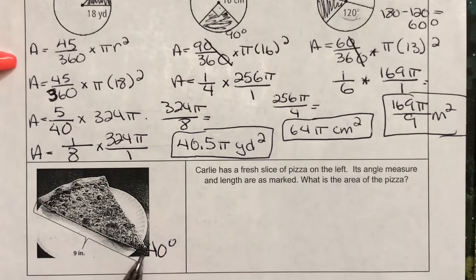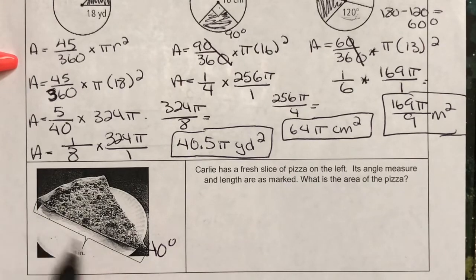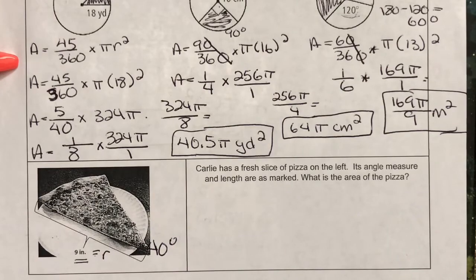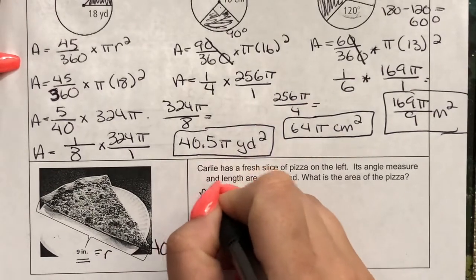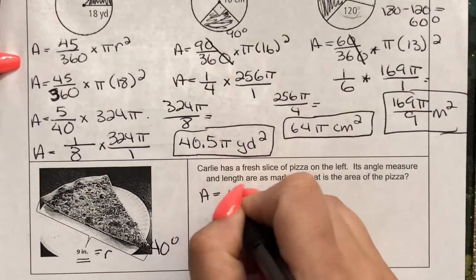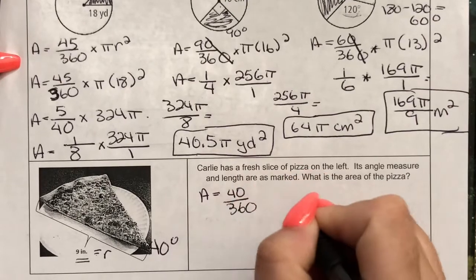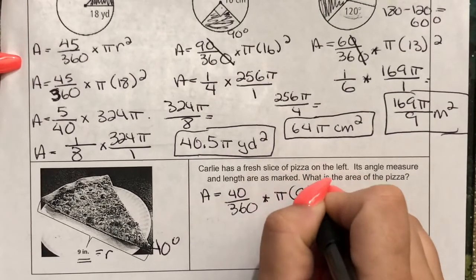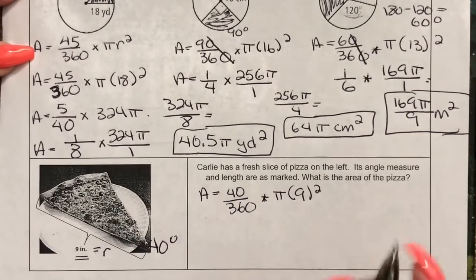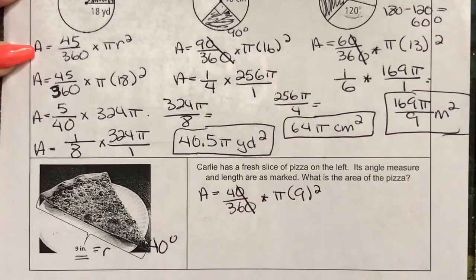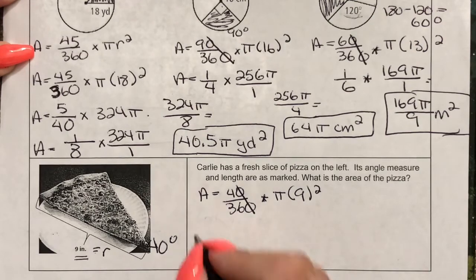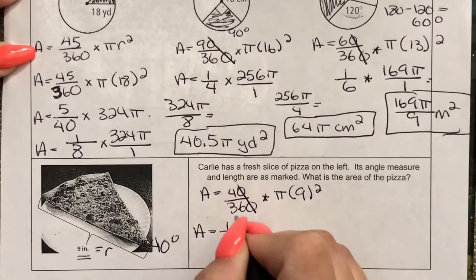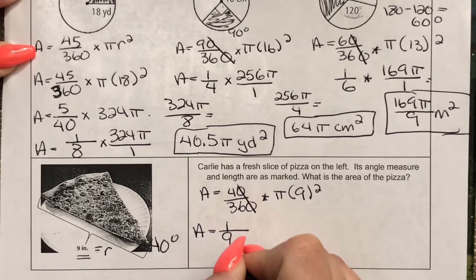I can see here that from the tip of the pizza to the crust, it's 9 inches, so that actually represents the radius. And I'm just going to use the same formula I've been using. So this time it's going to be 40 out of 360 times pi, and my r is 9. I know 9 times 9 is 81. Again, I'm going to simplify as much as possible. 4 over 36. I know 4 goes into 4 once. 4 goes into 36 9 times.